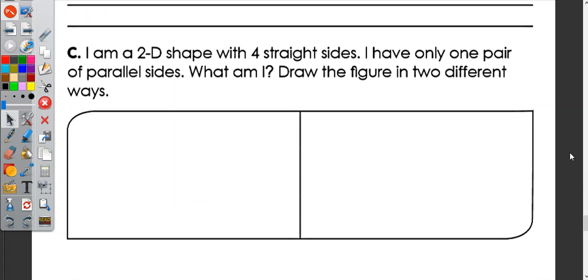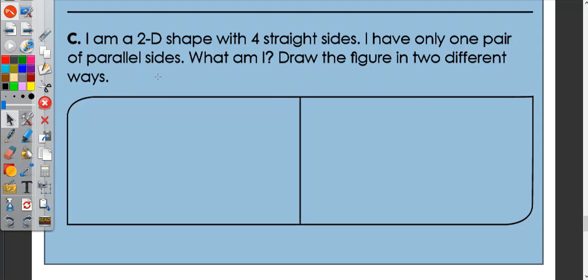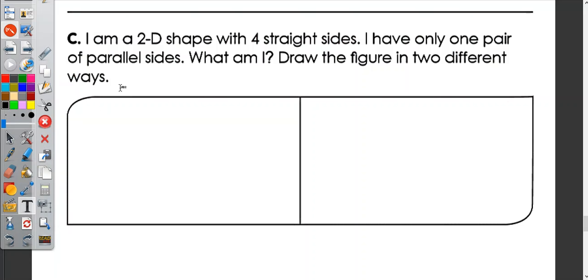I am a 2D shape with 4 straight sides. I have only one pair of parallel sides. What am I? Draw the figure in 2 different ways. One pair of parallel sides. Yes, I know it. It's a trapezoid. So write the name of it here. Right, trapezoid. Then draw the figures.